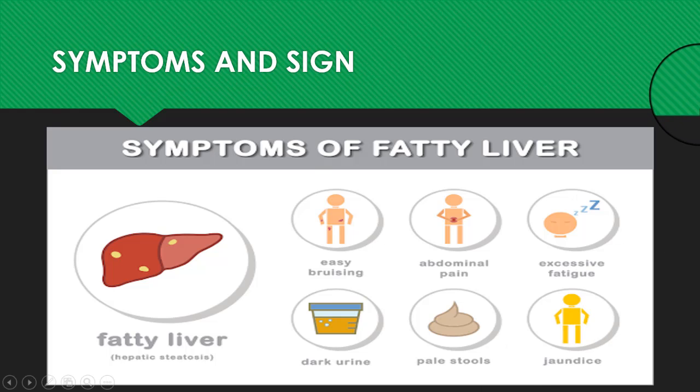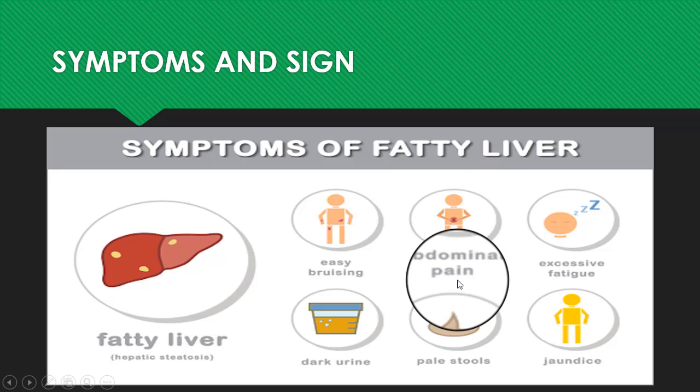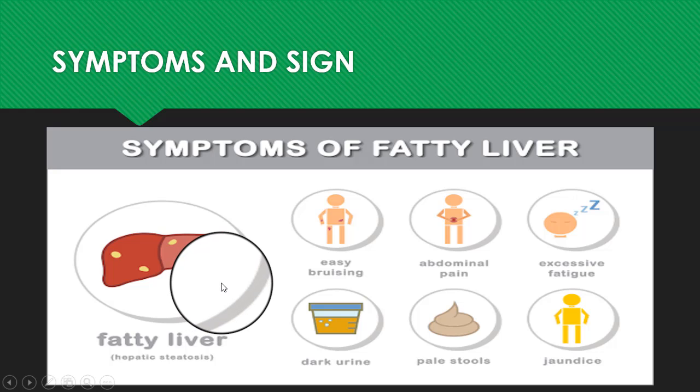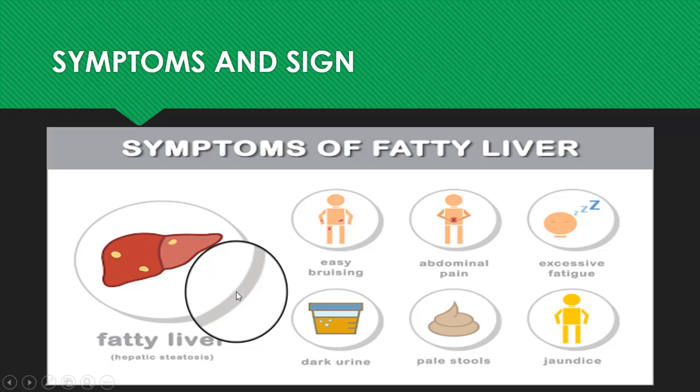Some people with fatty liver disease develop complications including liver scarring, which is also known as liver fibrosis, and if you develop severe liver fibrosis, it may lead to cirrhosis of the liver and finally liver failure.